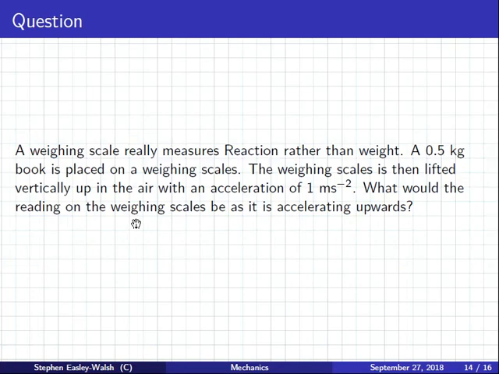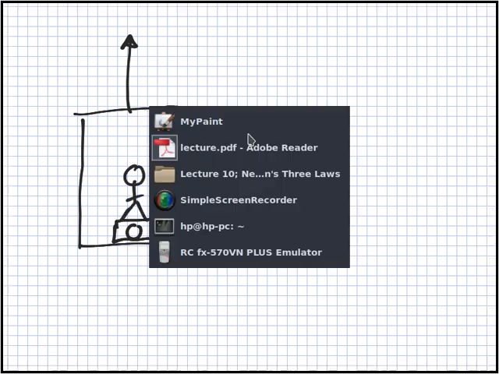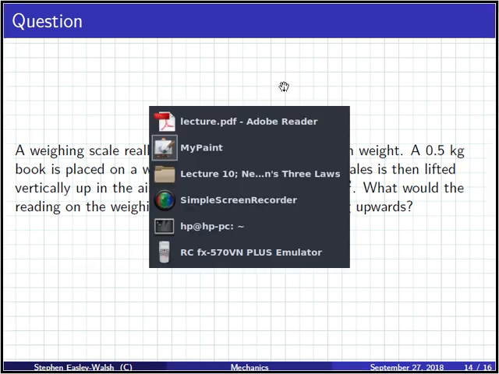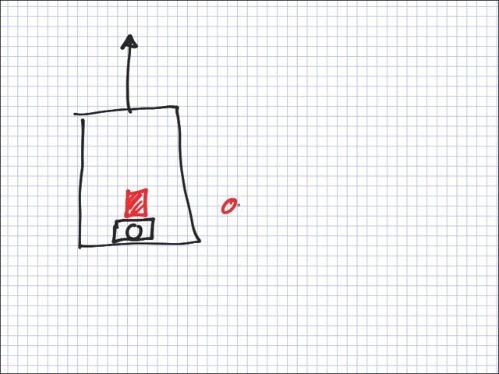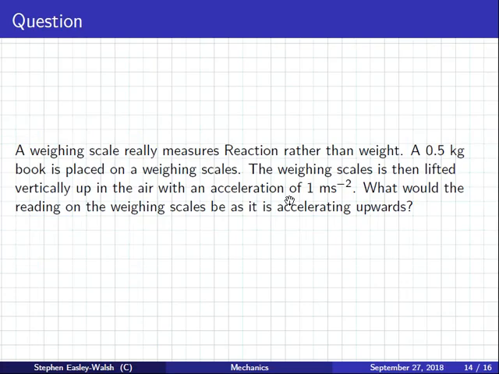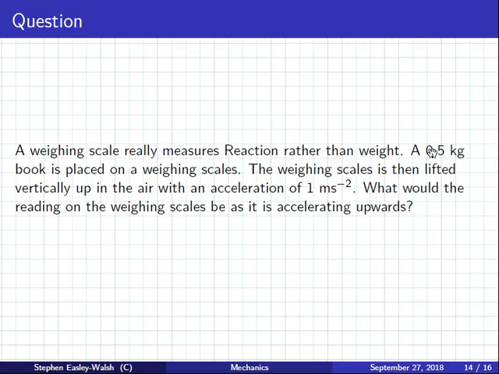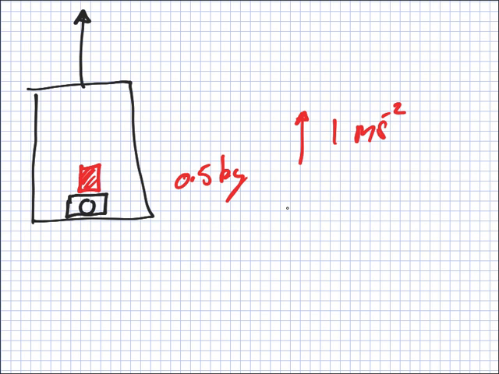What's happening here? I have an elevator and it's moving up, okay? You stand inside on the weighing scales. There's a book on this, and the book is 0.5 kilograms. And it moves up with an acceleration of 1 meter per second squared. Same question: will the reading be more? Correct. My question is how much more?